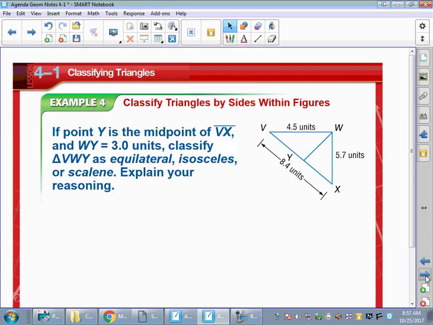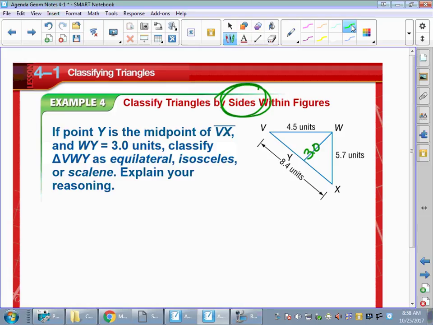This is a good one. Classifying triangles by sides. So remember, look at what we're looking at when it comes to sides. Our side options are equilateral, isosceles, or scalene. So make sure you look at that and be able to differentiate between what are my angle options, what are my side options. It says point Y is the midpoint of VX. WY is equal to 3.0 units. That's not labeled. I'm going to put that on there. Y is right in the middle, right? Classify triangle VWY.